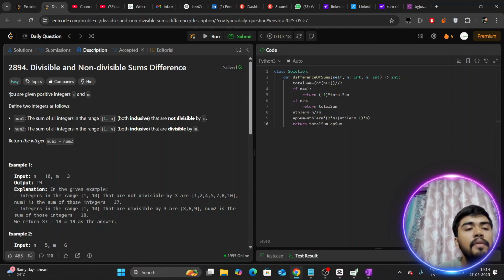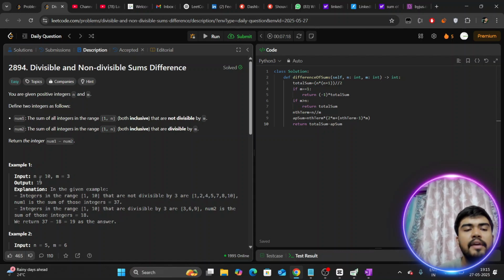So in this problem statement, they have given positive integers n and m, and they have defined two integers as follows. Num1 is the sum of all the integers in the range from 1 to n, both inclusive, that are not divisible by m. And num2 is the exact same, but for those which are divisible by m. We have to return num1 minus num2. I think the problem is very straightforward. There is no magic in this problem statement.